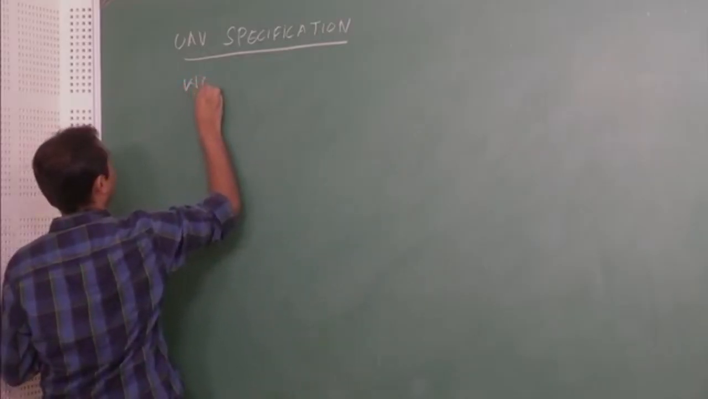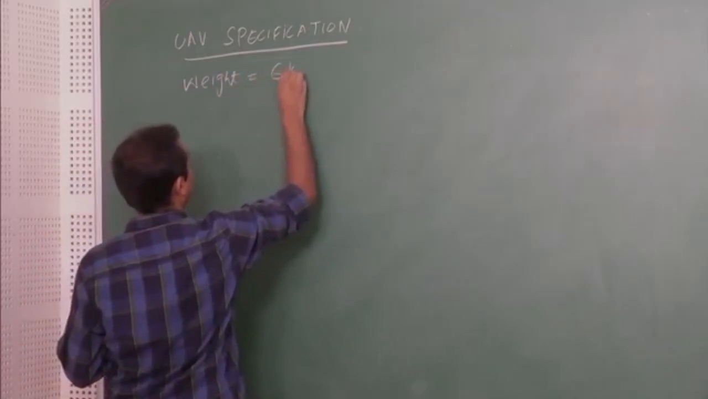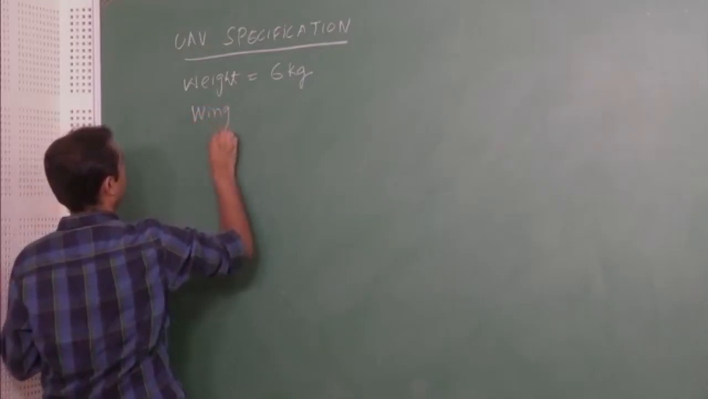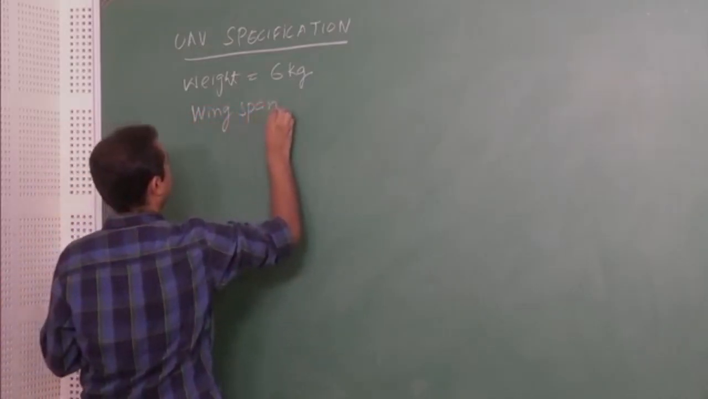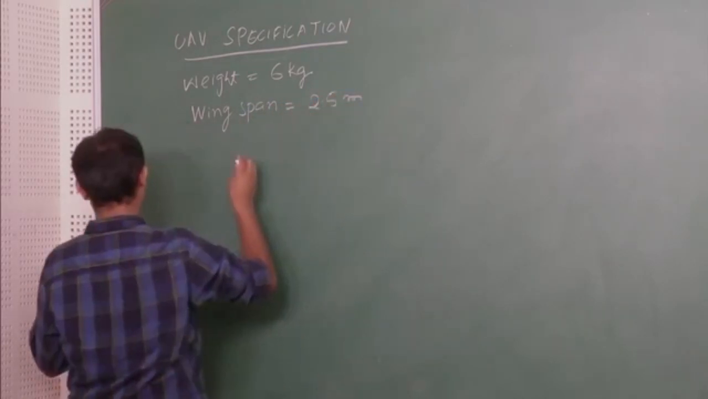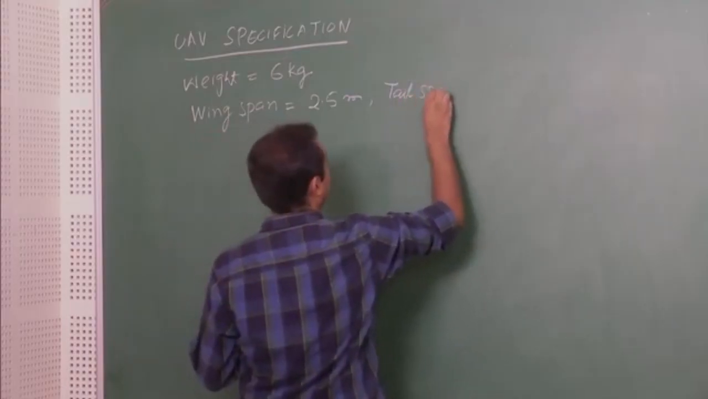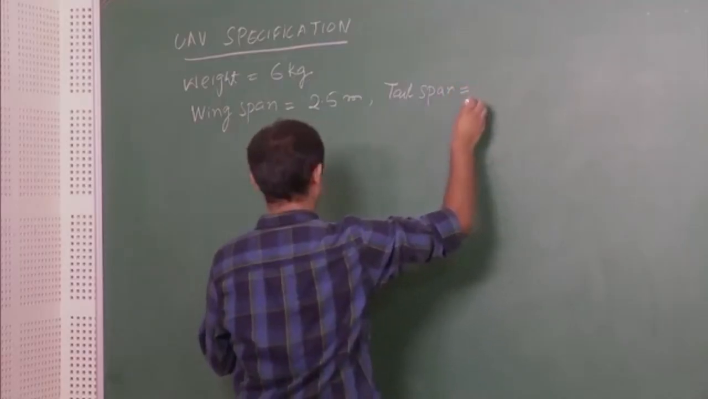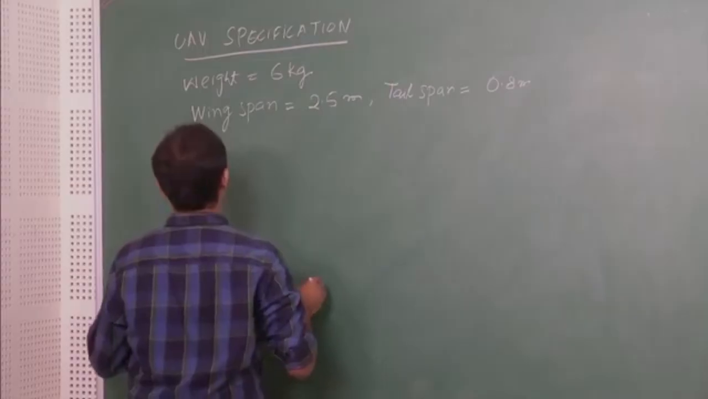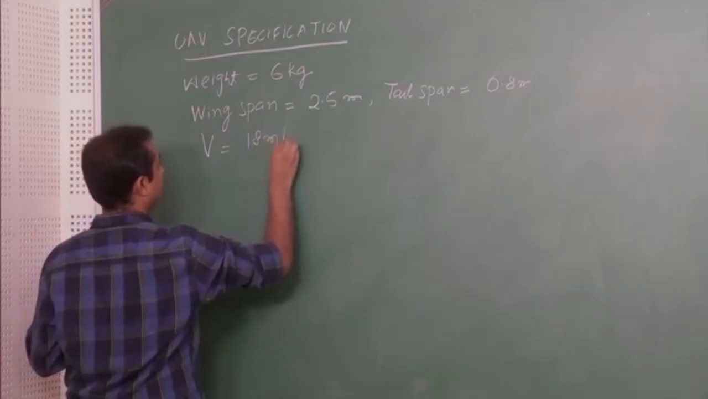Weight of UAV is 6 kg, your wingspan is 2.5 meters, tail span is 0.8 meters, cruise speed or velocity is 18 meters per second.